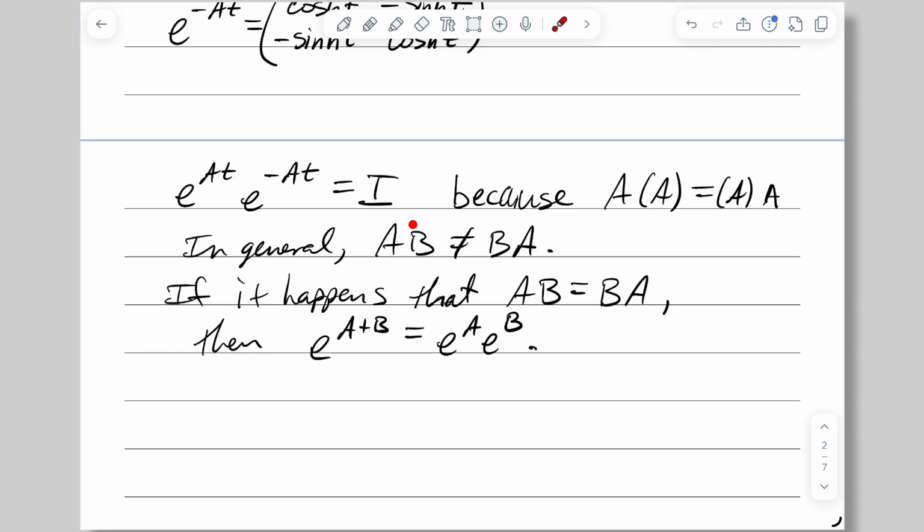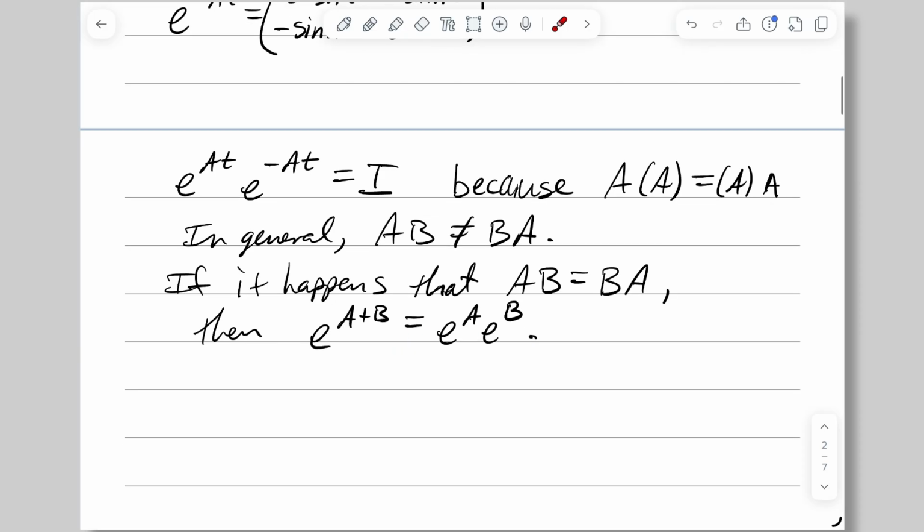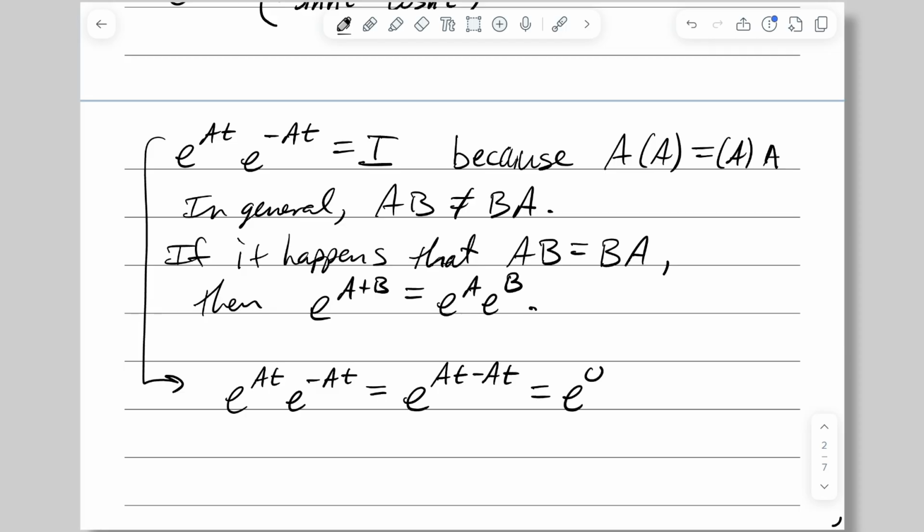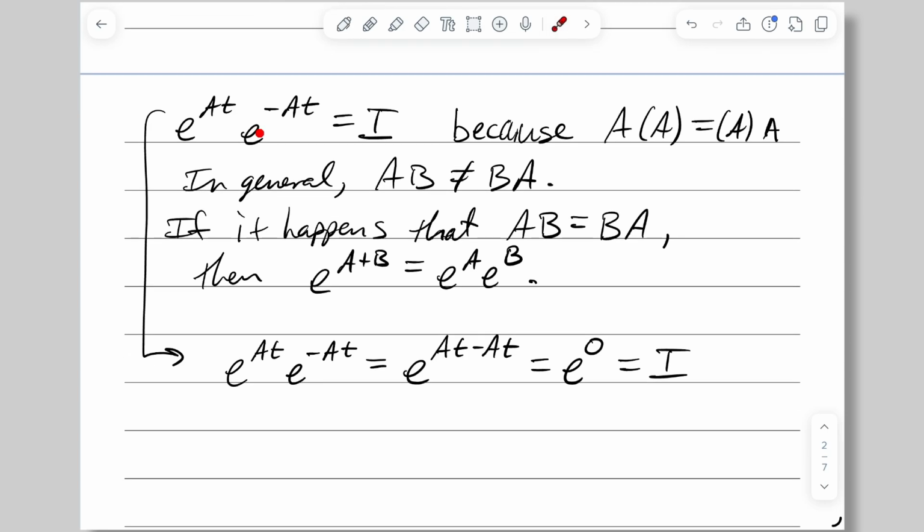In the case that AB does not equal BA, this equation does not work. But because A does commute with itself, we get, generally speaking, that e to the At times e to the negative At is e to the At minus At. That gives us e to the 0 matrix, which is the identity matrix. And so e to the negative At turns out to be the inverse of e to the At. That's a fact that's going to be useful before we're done with this set of videos.